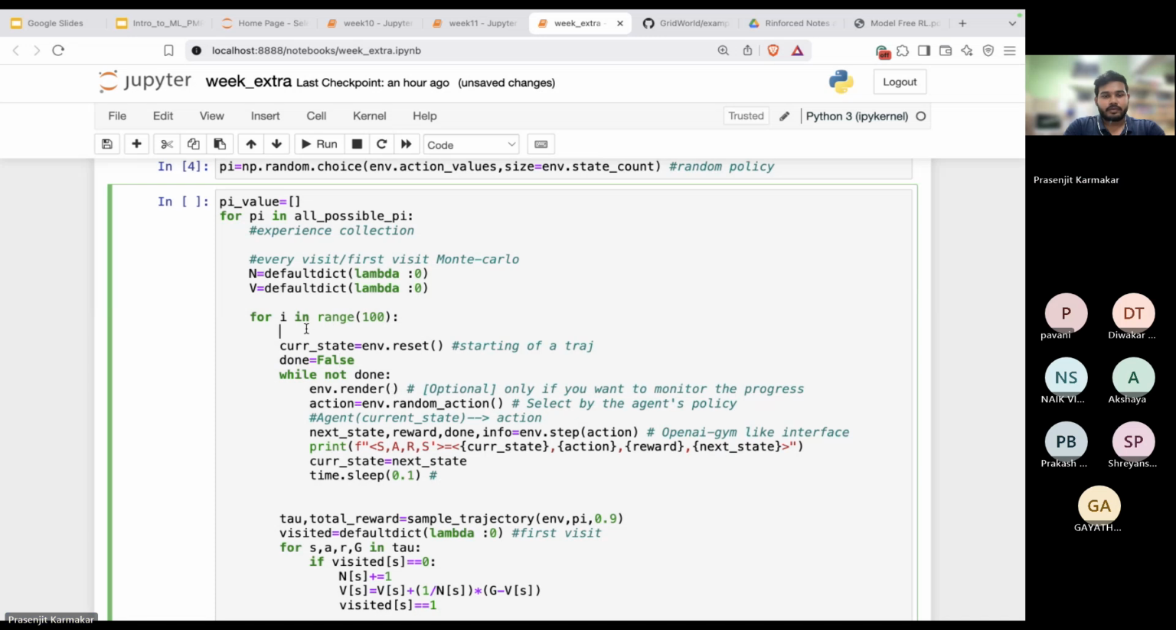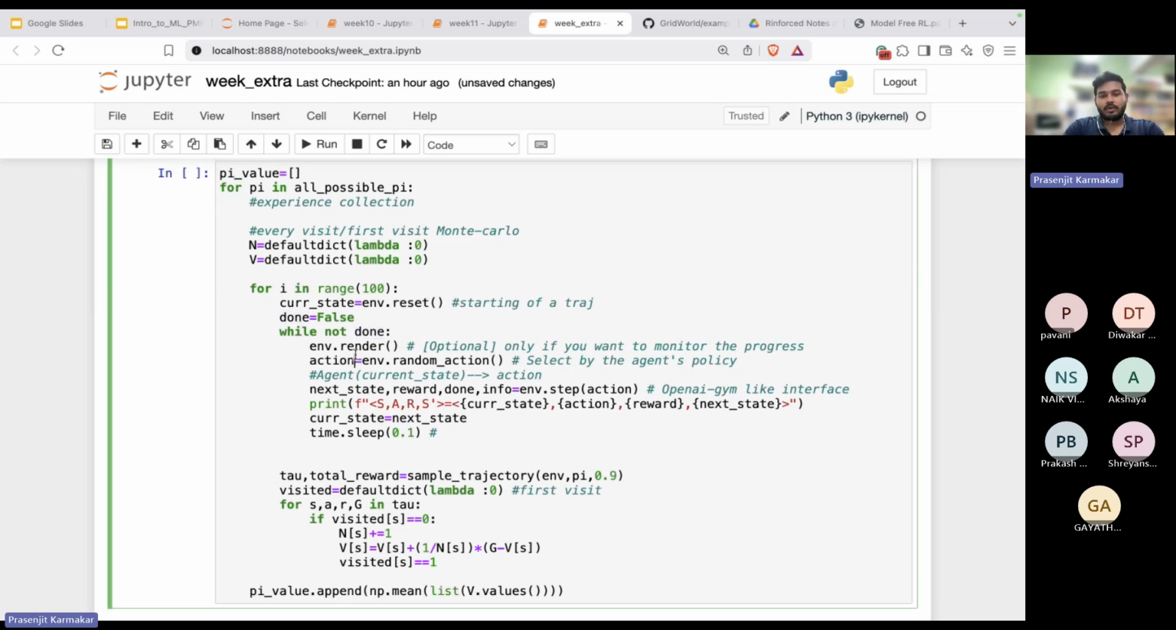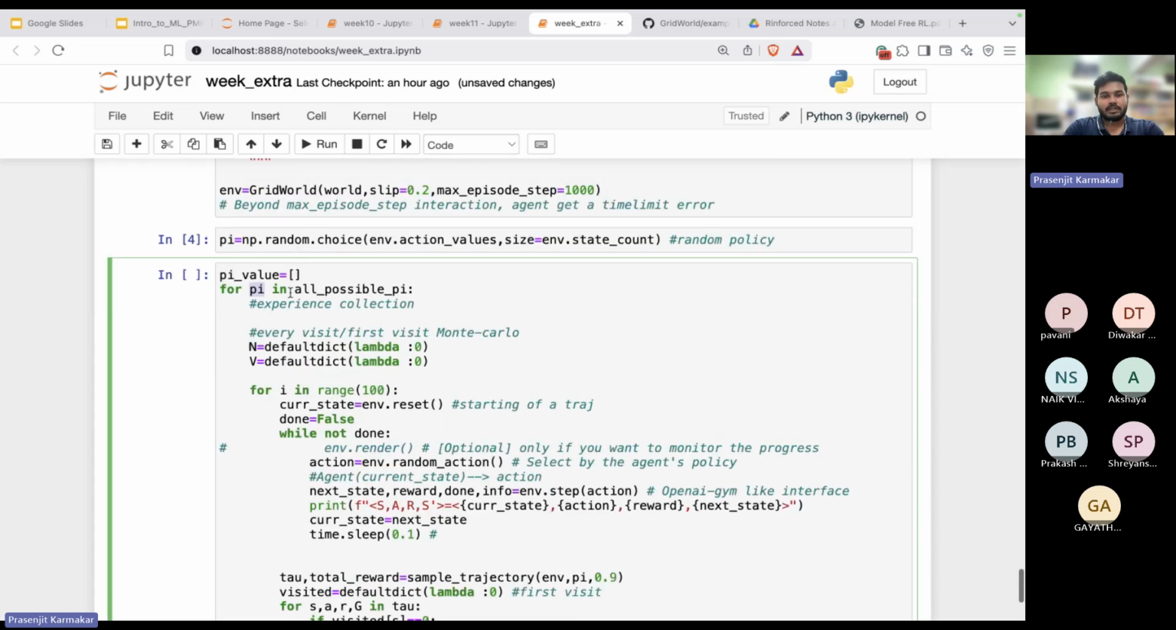Now this is the trajectory loop. You reset to the initial state. You set done equal to false and loop until it is done. You don't render, because rendering has a lot of computational overhead. You take some action with that policy.